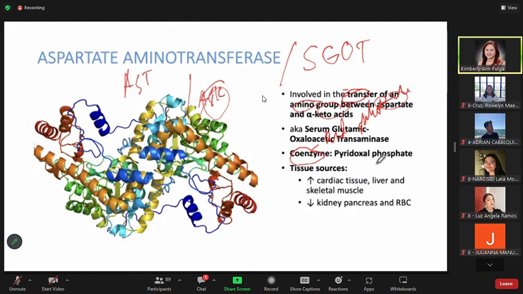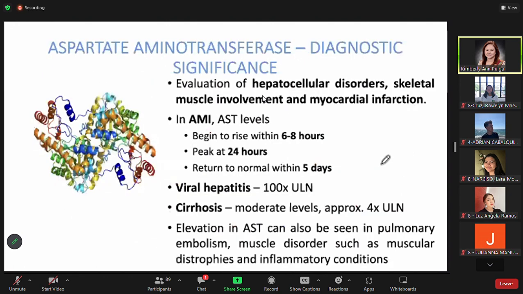Tissue sources for AST, you have cardiac tissue, liver, and skeletal muscle. And then, mababa siya sa kidney, pancreas, and RBC. Now, for the tissue sources, liver talaga. Mataas siya doon or madami sila doon. That's why it's part of the tests for liver function.